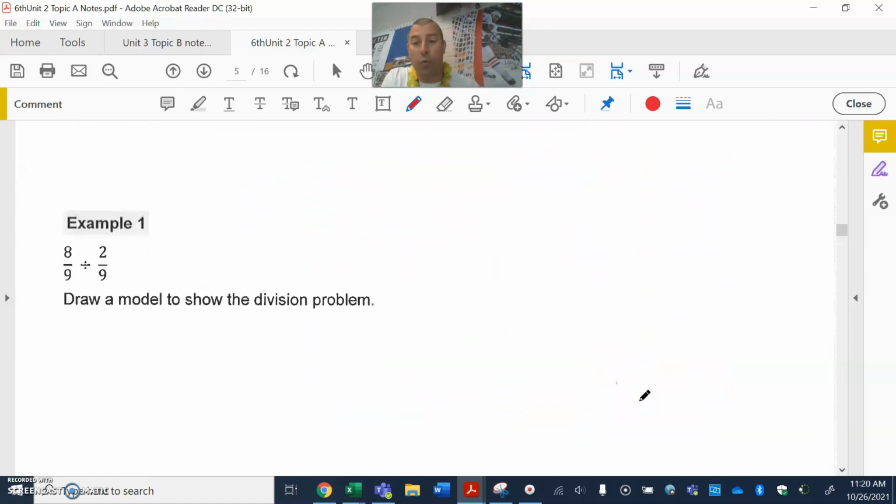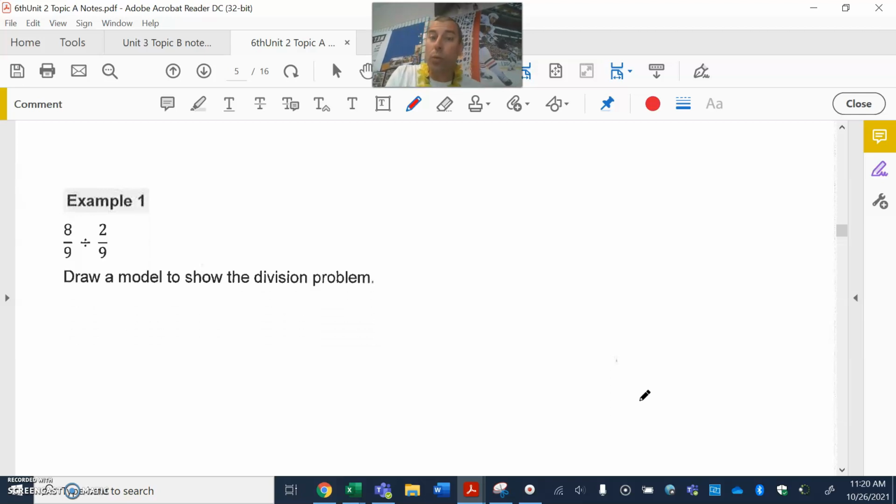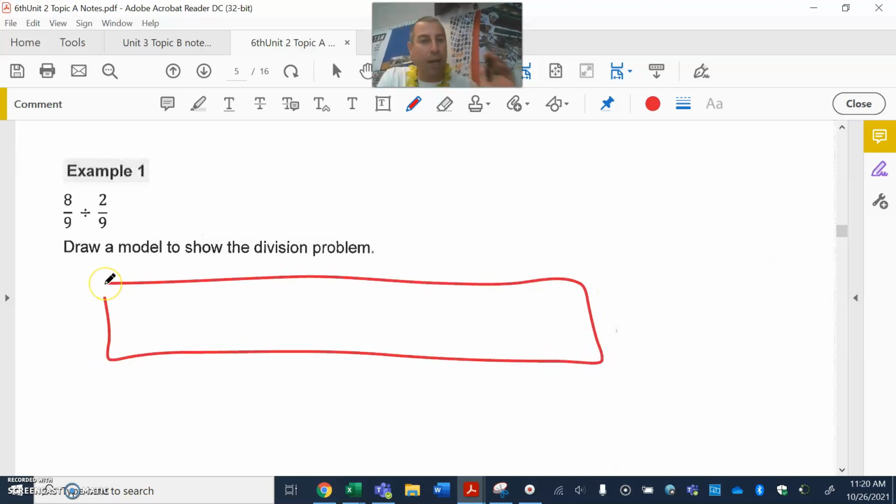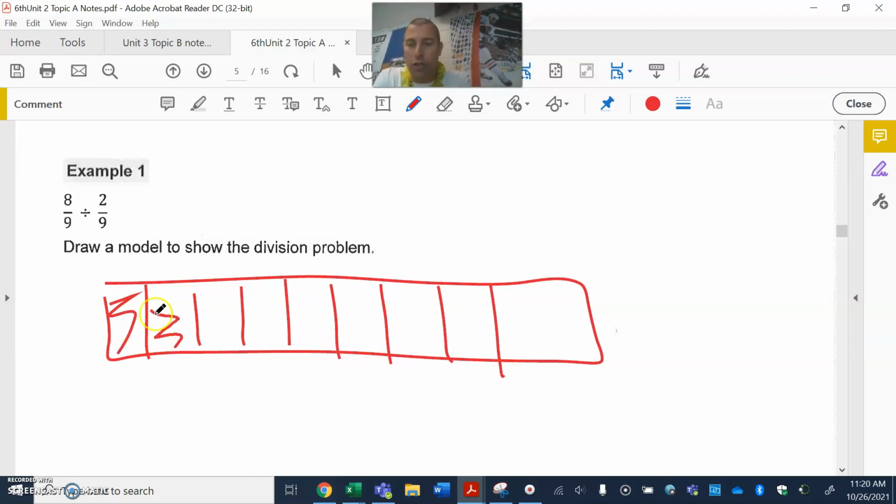So what we want to realize here is when we are dividing 8 ninths divided by 2 ninths. Visual wise here, that's my 1 whole. I'm going to get the visual down of 8 ninths. So 1, 2, 3, 4, 5, 6, 7, 8, 9 boxes. 8 of them are shaded. 1, 2, 3, 4, 5, 6, 7, 8 of them.